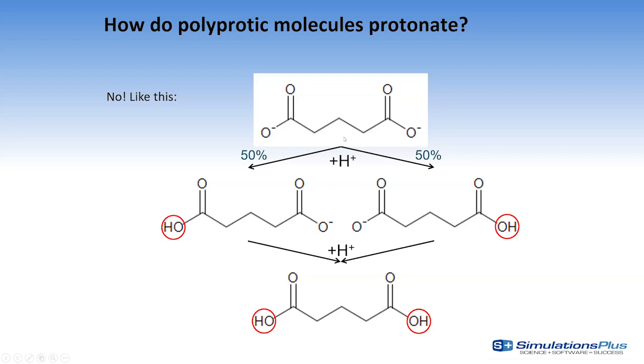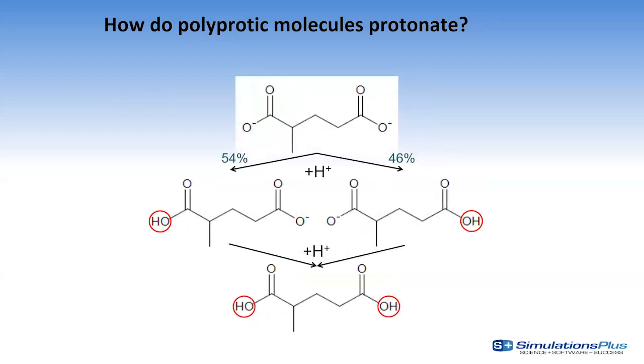Okay? They're perfectly symmetric, so the chances are equal. So you have a population. If you isotopically label one of the oxygens, you will see a population of 50% of this species and 50% of this species. And of course, after adding the next proton, they collapse to a fully protonated form.